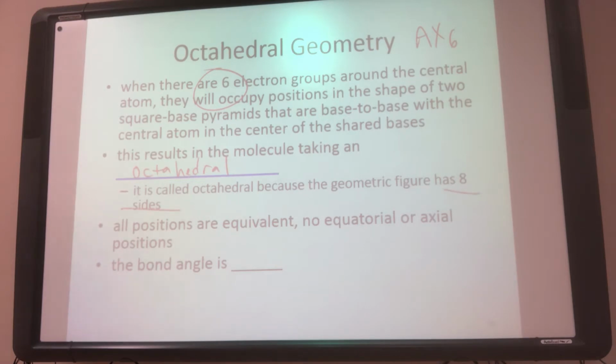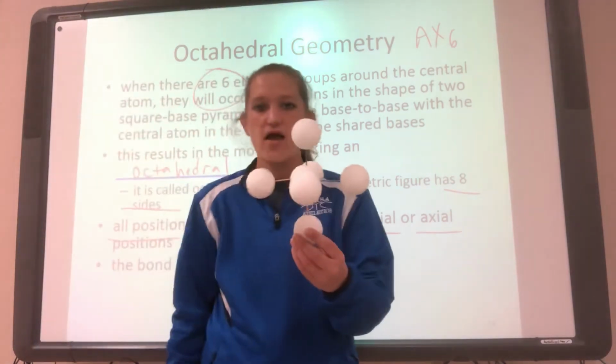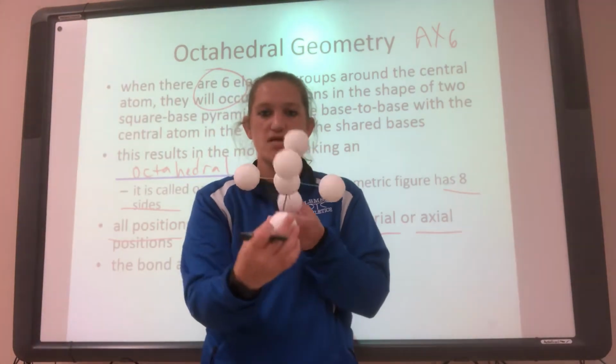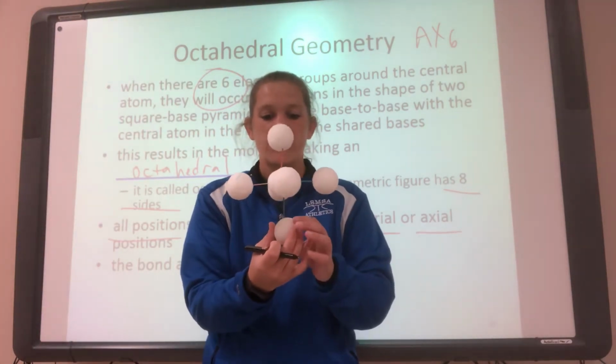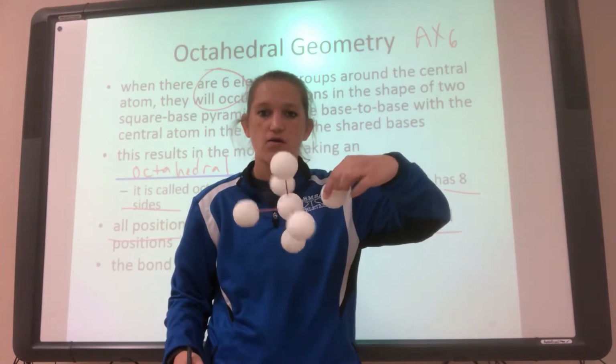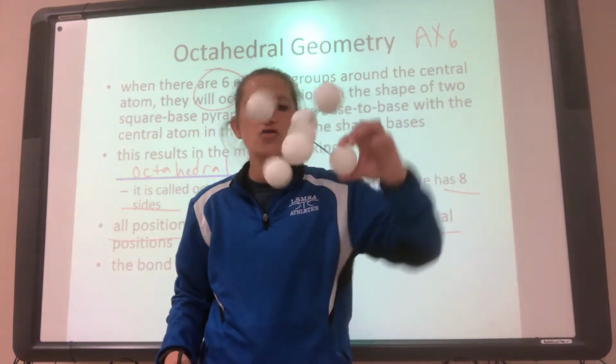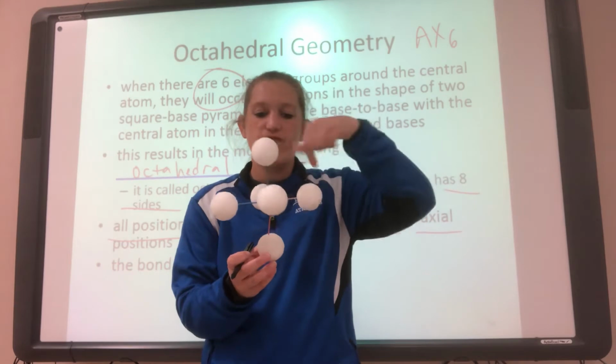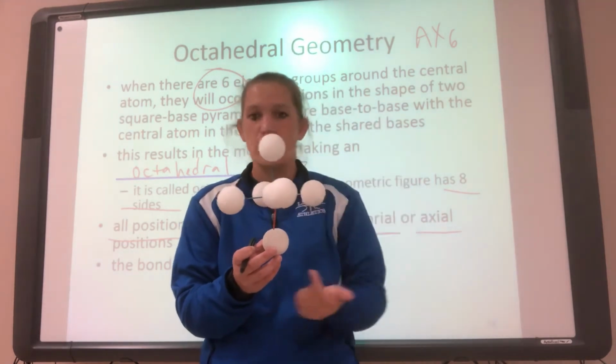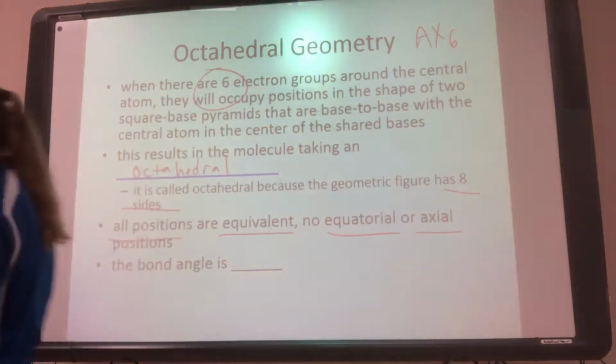Now, here's the important thing. All of these positions are equivalent. There's no equatorial axial, because if I turn it, here I have 4. If I turn it, still have 4. If I turn it this way, still has 4. Okay? Because no matter which way I turn it, I'm always going to have 4 in the middle, 1 on top, 1 on the bottom. So they're all equivalent, no differences.